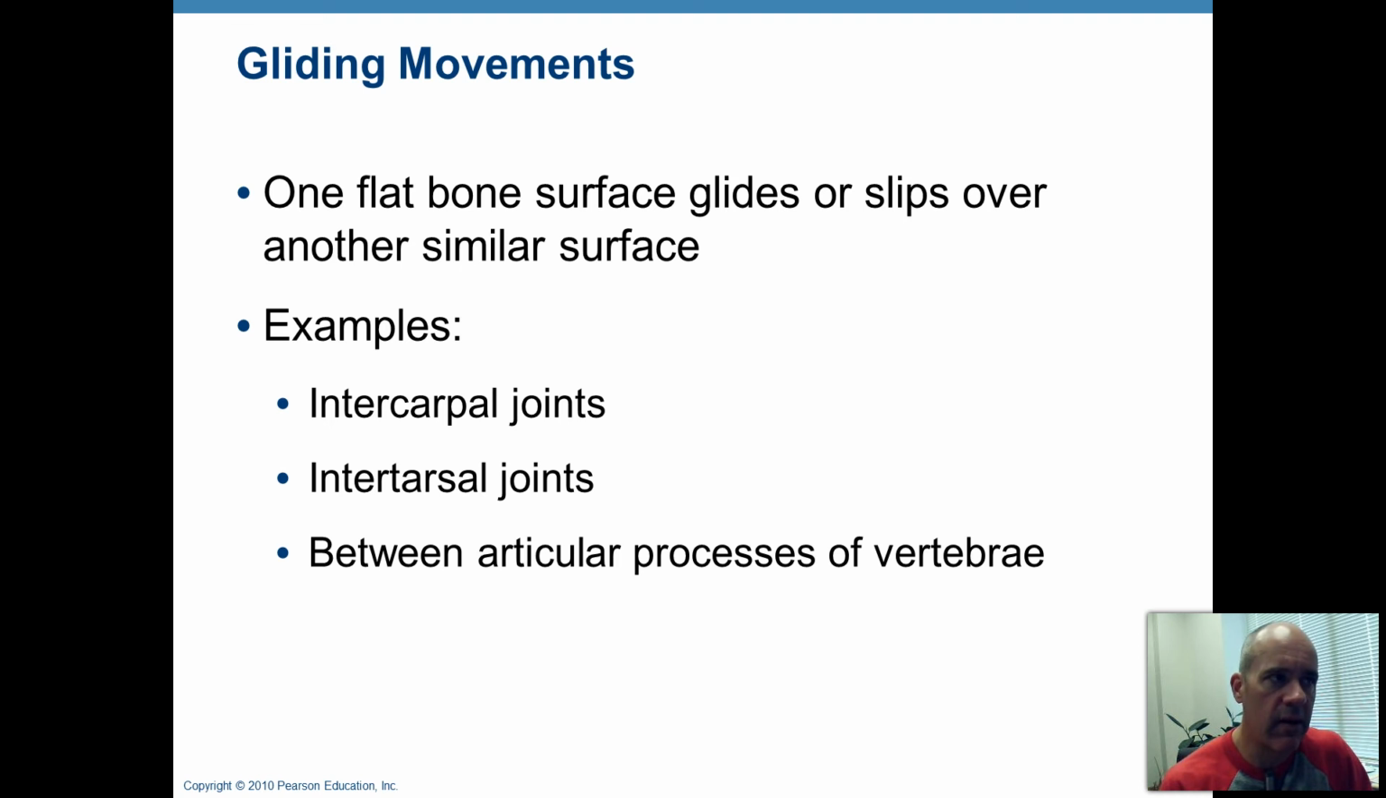Okay, just briefly, I'm going to talk about gliding types of movements, and this is where you have one flat bone that glides or slips over another. And think about bones that are kind of more or less cube-like in shape, where you have those flat-like surfaces. They're not always perfectly flat. But your intercarpal joints, your intertarsal joints down in the ankles, and then remember your articular processes of your vertebrae, so superior and inferior articular processes. If you actually look at a vertebral column, those processes lie on top of each other, and that's one of the ways that vertebrae articulate with each other.